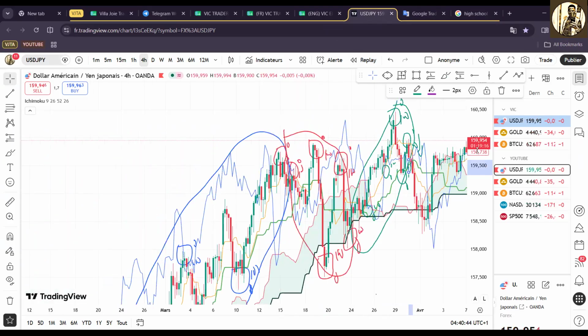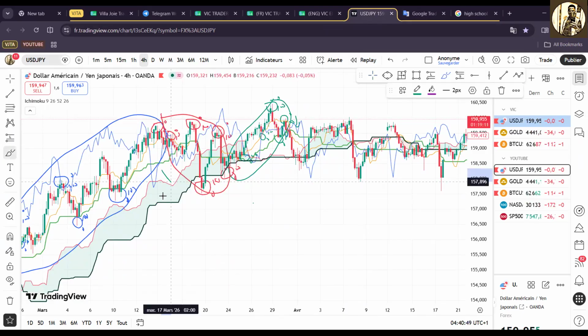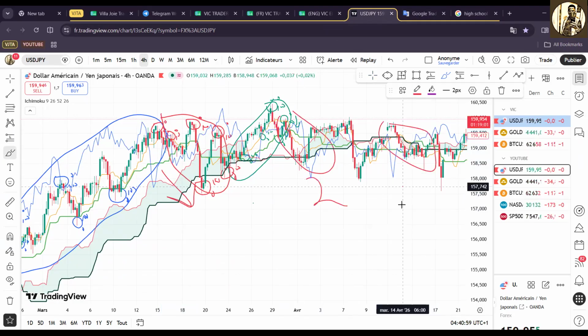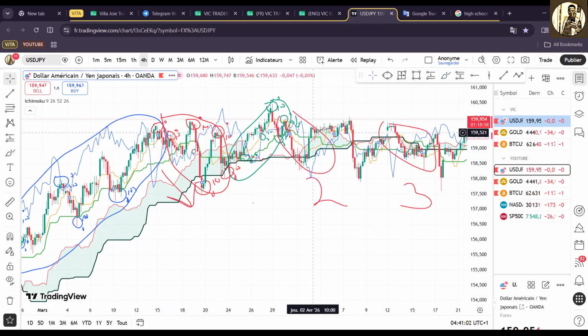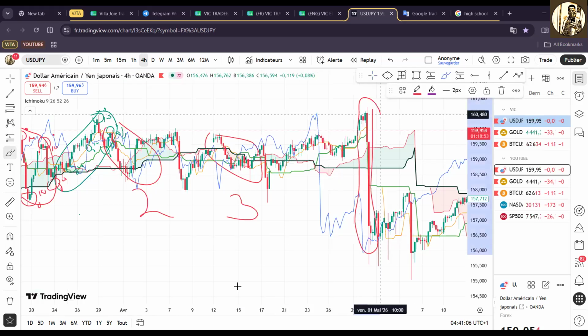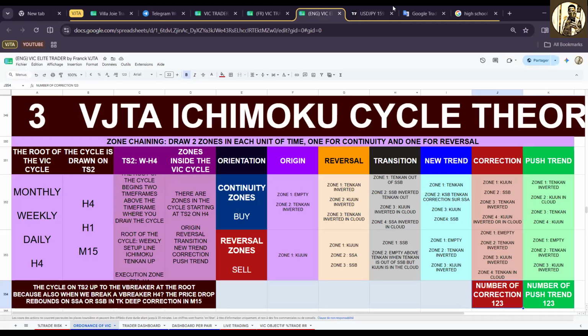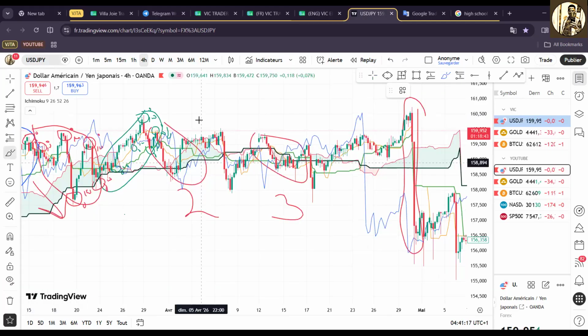And the last thing to know about is that you can have a total number of three corrections. Like you can have this correction to the downside, one correction. You can have another correction to the downside, another correction to the downside. Maximum three corrections like this, right? But the fourth one will not be a correction. That will be a total trend market reversal.